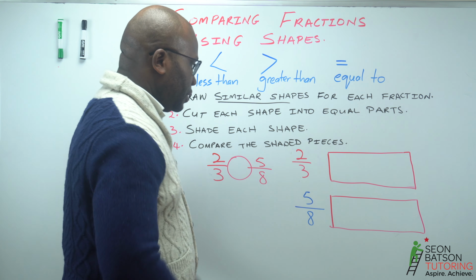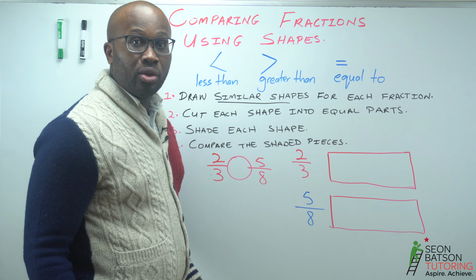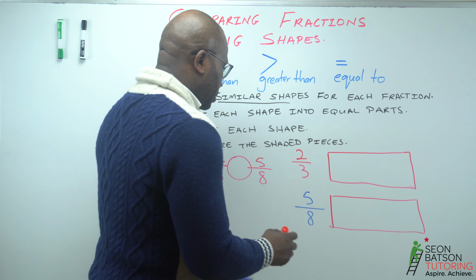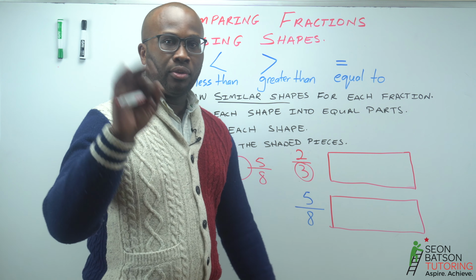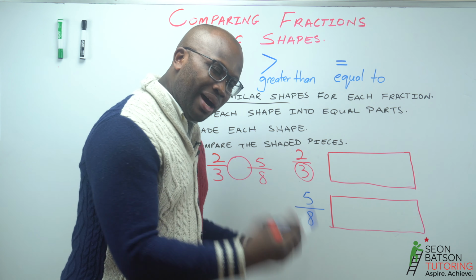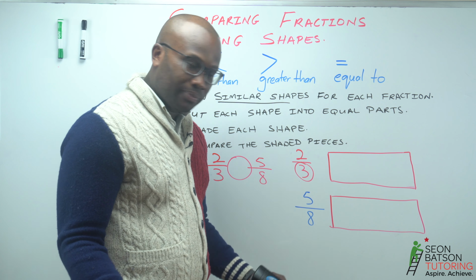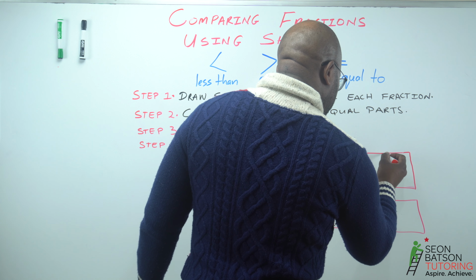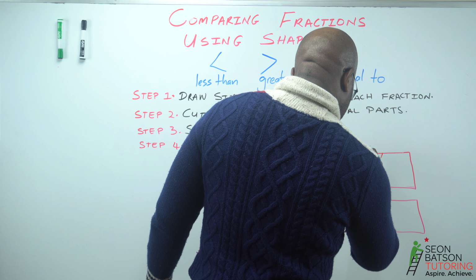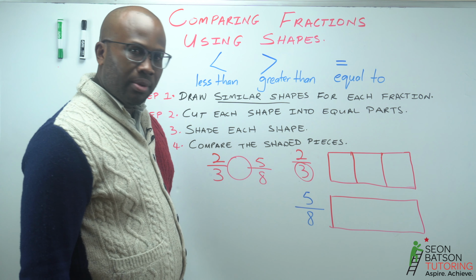Good. So we have our two shapes. Step 2 will be to do what? Cut each shape into equal parts. Yes? So this denominator here is 3. So we know we'll cut this shape into 3 parts. Remember, the denominator tells us how many equal parts the shape should have. So since the denominator is 3, we'll cut our shape into 3 equal parts. Just about equal right here. Looks about equal to you?